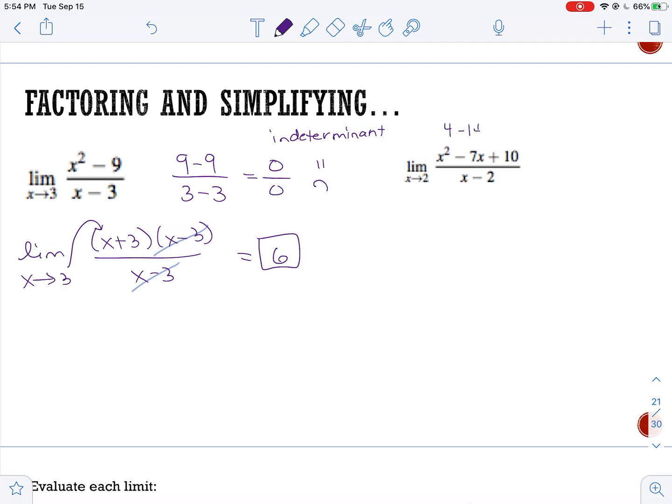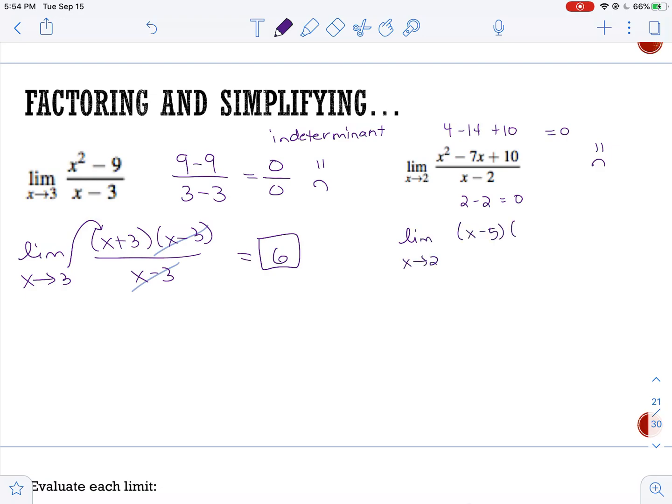All right, if we try the next one, if I plug in 2, I would get 4 minus 14 plus 10, which would give me 0. And if I plug 2 into the denominator, 2 minus 2, that would give me 0. So I would end up with 0 over 0. That's an indeterminate form. So I can't tell what the limit is.